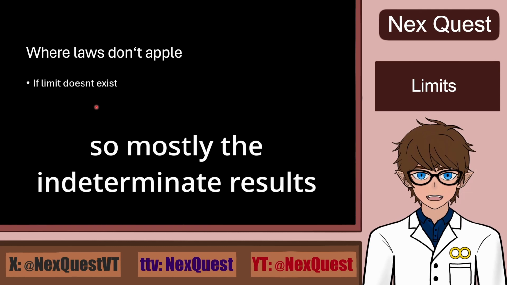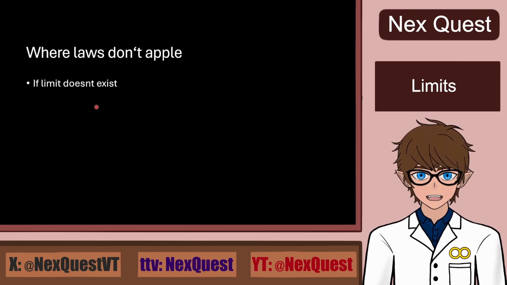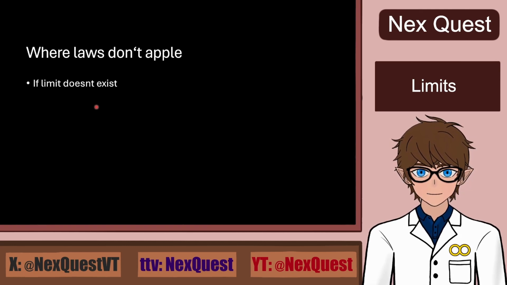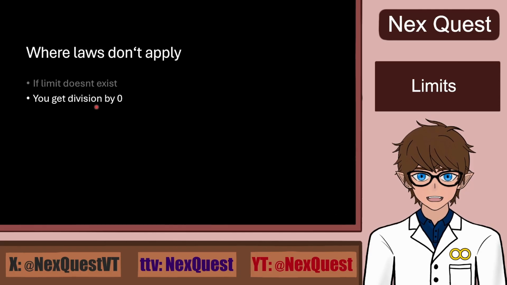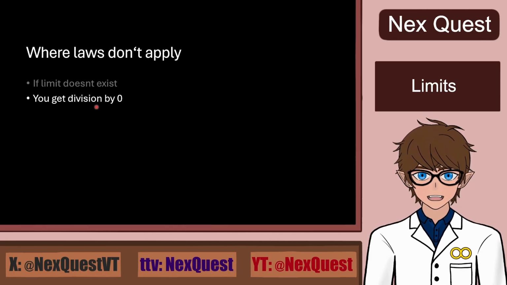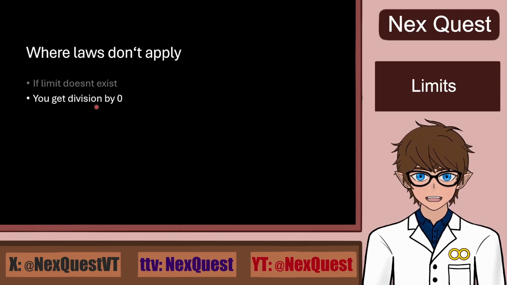It is pointless using those rules, as any change in outcome will most likely be incorrect. And second is when you get division by 0. Then you just have to use simplification methods we mentioned before.